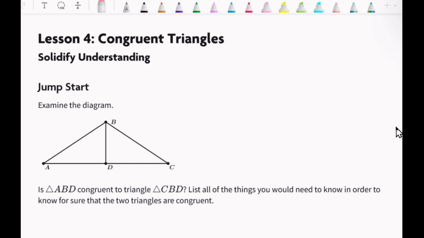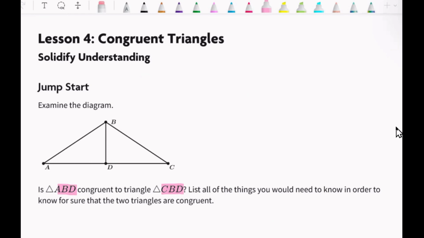List all the things that you would want to know in order to know for sure that these two triangles are congruent. Okay. So I'm just going to lay out a couple things first. The order in which you see these letters matters. Okay. Whenever they're asking you if these two triangles are congruent, or they say that these two triangles are congruent, order matters. What do you mean, Ms. Johnson?